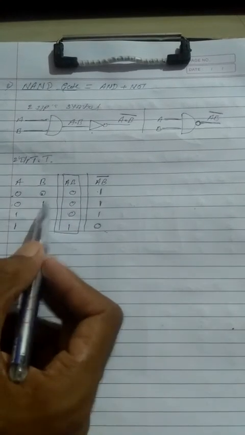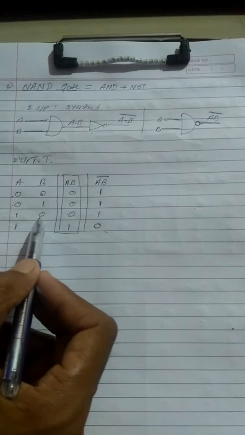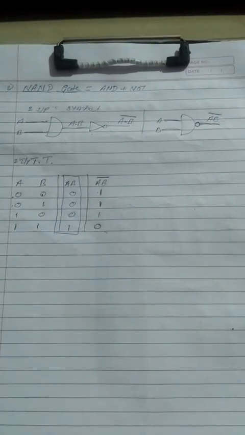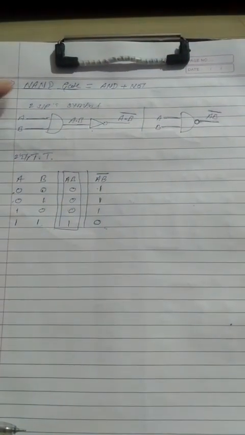You can write like this: A and B are two inputs, and the output is A into B, bar. 0 into 0 is 0, 0's bar is 1. 0 into 1 is 0, 0's bar is 1. 1 into 0 is 0, 0's bar is 1. 1 into 1 is 1, 1's bar is 0. This is the two inputs truth table for the NAND gate.